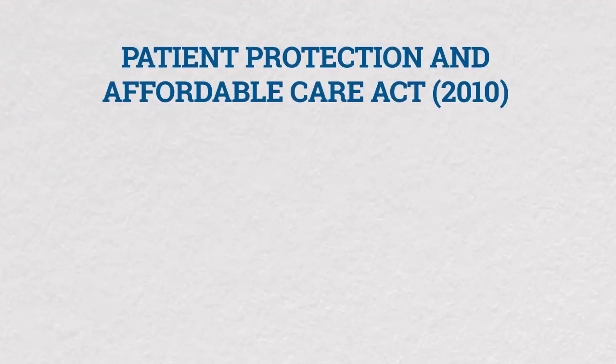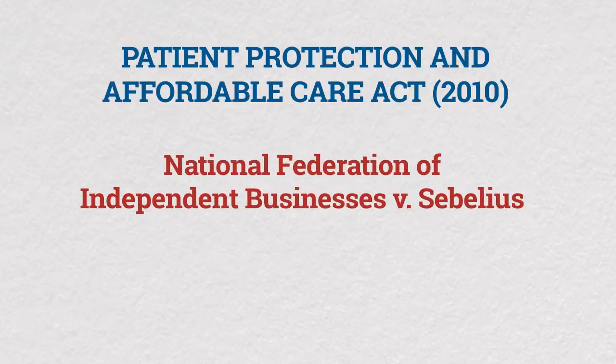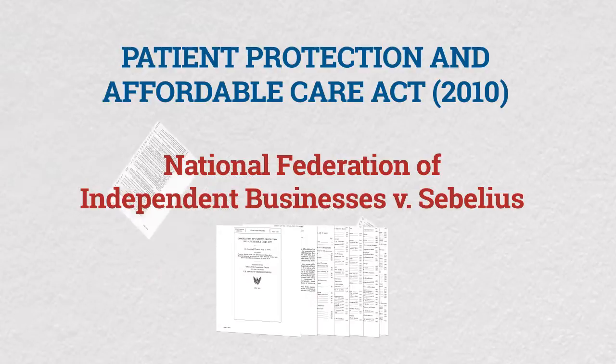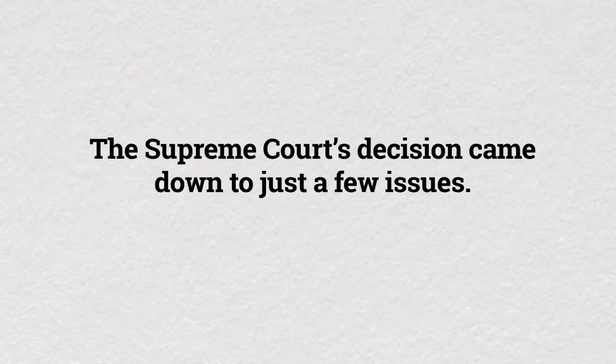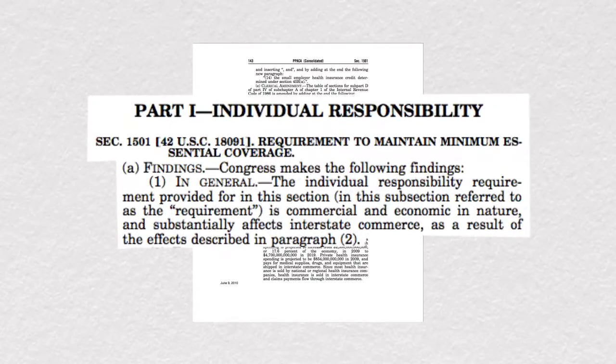Healthcare reform is, of course, a huge and massively complicated topic. The Affordable Care Act, the law the Supreme Court considered in the case of National Federation of Independent Businesses against Sebelius, is thousands of pages long. But the Supreme Court's decision came down to just a few issues. In fact, we're basically only going to talk about one, what's called the individual mandate. What is the individual mandate?